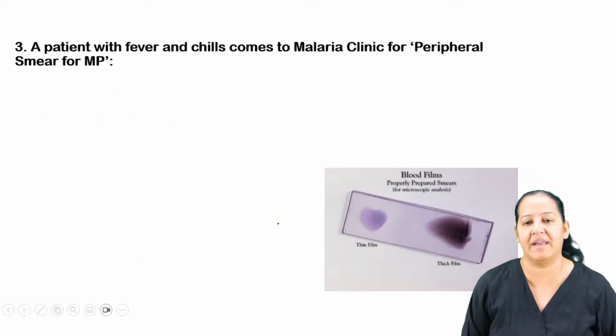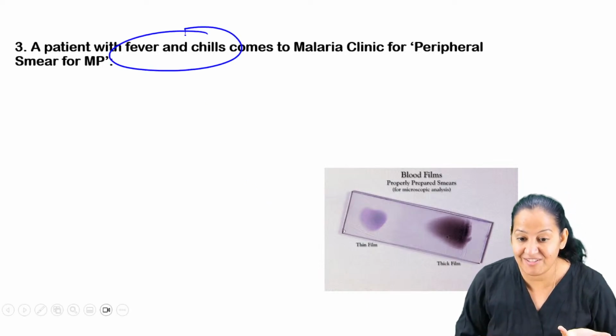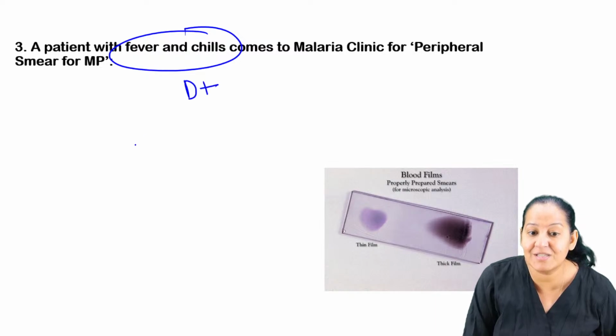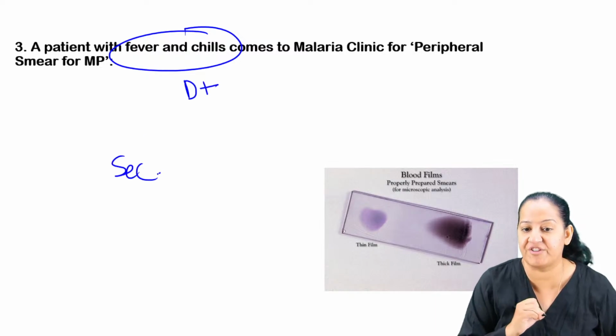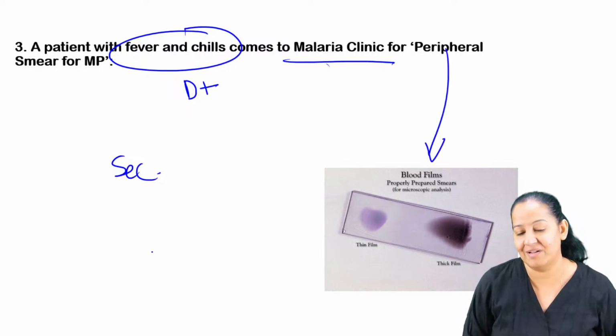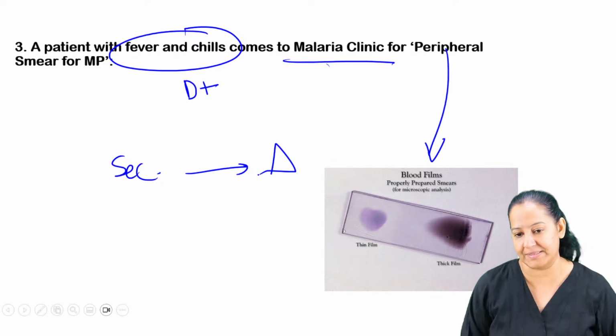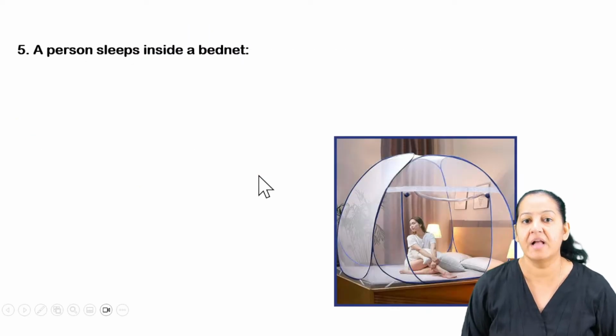Okay, the next question. The patient is coming with fever and chills. Again, the patient has the disease. The disease is already present. So we are talking about a secondary level of prevention. Coming to a malaria clinic, and we are collecting the peripheral smear. So secondary level of prevention, and we are doing the diagnosis. Okay. The next question.